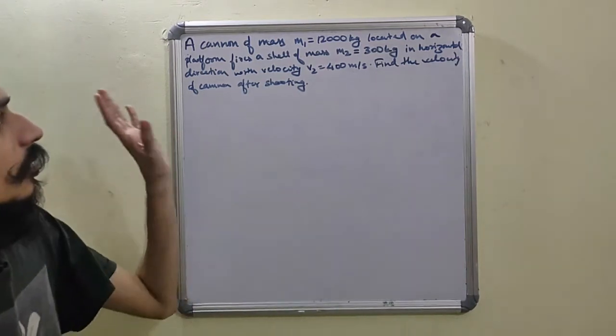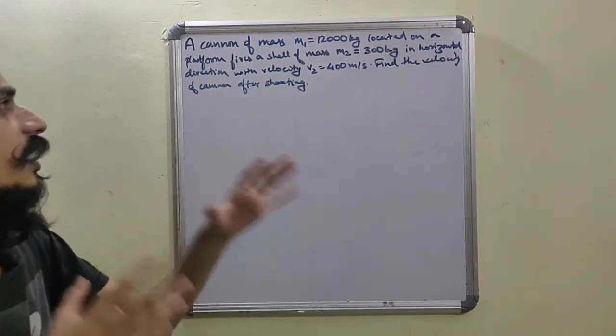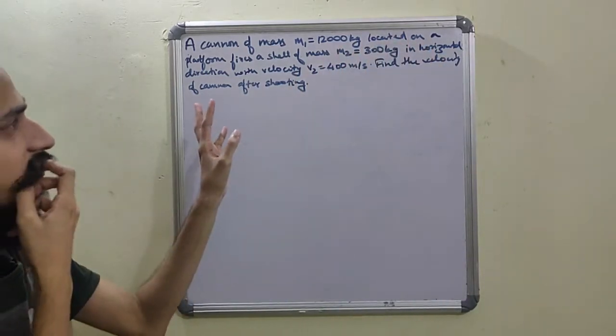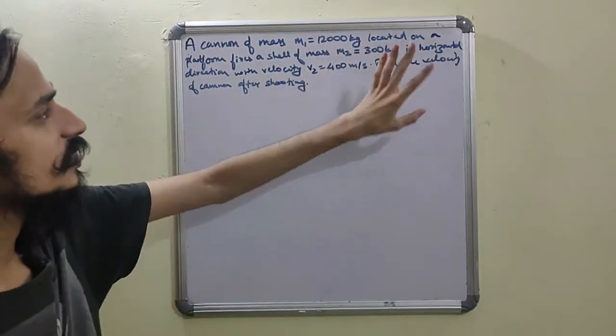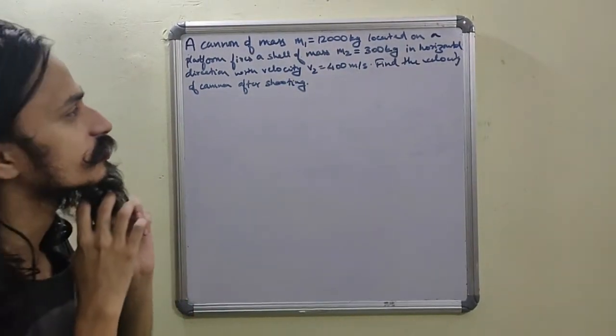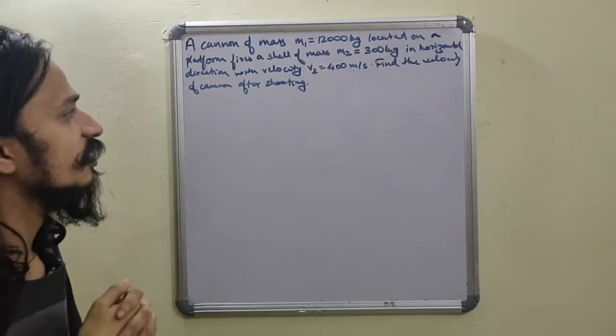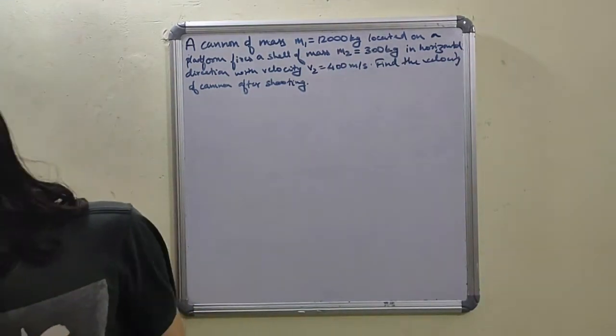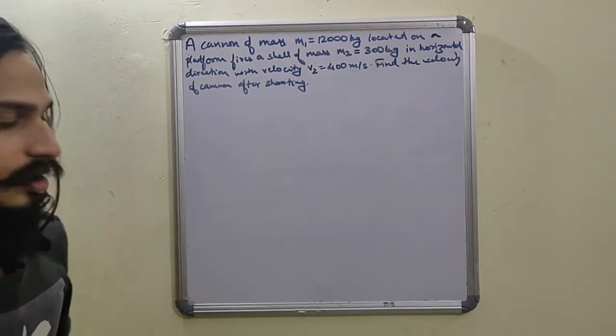Okay, now I'll read it out for you. A cannon of mass some kg located on a horizontal platform fires a shell of mass 300 kg in horizontal direction with velocity 400 meters per second. Find the velocity of cannon after shooting. Okay, so it looks a little lengthy, but the sum is quite simple. All right.